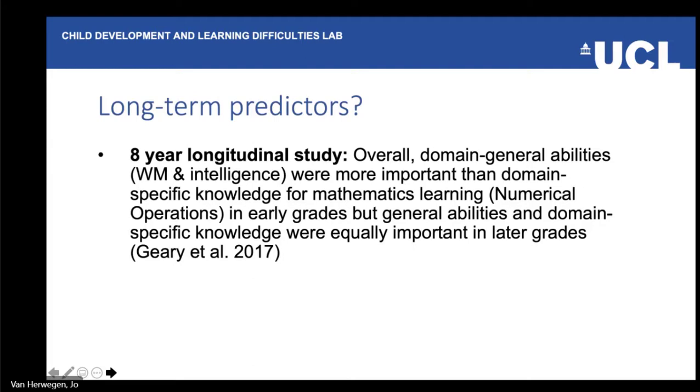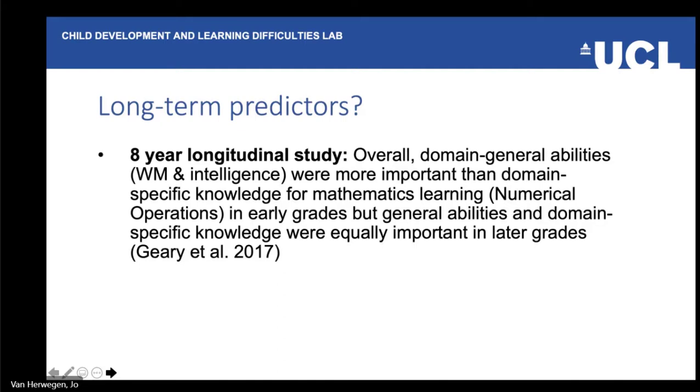So in terms of long-term predictors, things to work on or things to start thinking about. What we know in the early grades, so early onwards, and this is evidence from a longitudinal study by Geary et al., is that these domain-general abilities, such as working memory and intelligence overall, or problem-solving abilities, were more important for children's long-term mathematical outcomes than the domain-specific knowledge, for which numerical operations was a test they used. So this is counting knowledge.